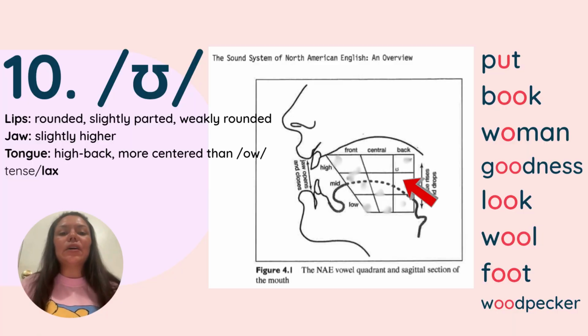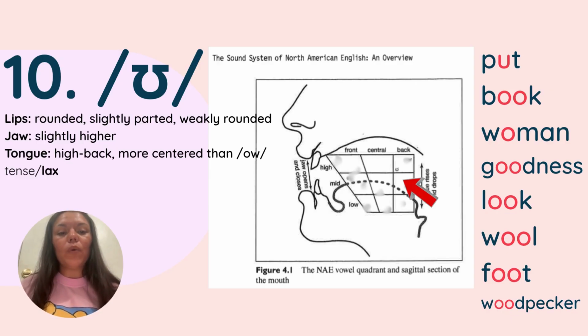Our 10th vowel phoneme of the day is the short oo. Now, when we are making the sound, our lips are relaxed and slightly parted and weakly rounded. The jaw is slightly higher, and our tongue is high and back, more centered than in the O sound. This is considered a lax phoneme.